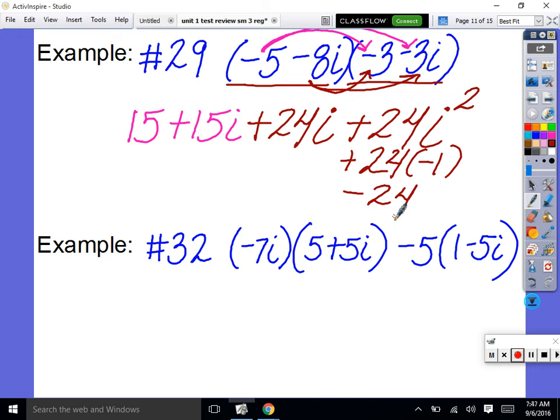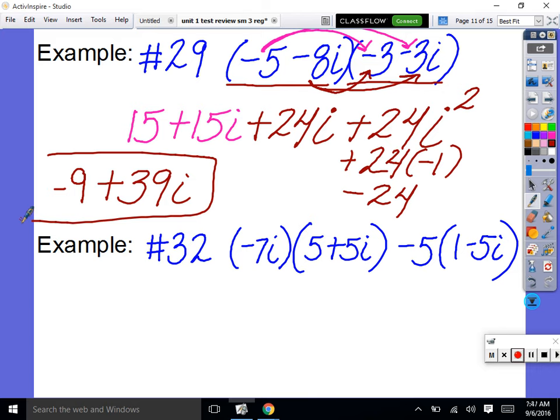So now real parts with real parts, imaginary parts with imaginary parts. 15 minus 24, somebody calculate that real quick. 15 minus 24. Negative 9? Okay. Negative 9, right? If you wrote positive 9, we'd be off. Negative 9, and then we can combine our i's. 15i plus 24i is 39i, right? Positive 39i. That's a plus bi form. Are we all comfortable? Yeah. Okay.